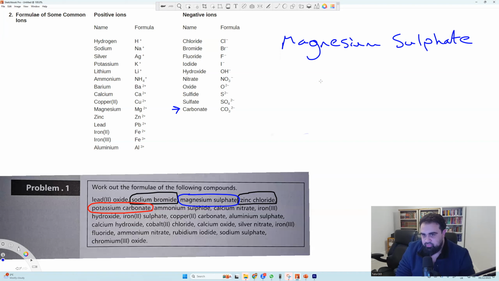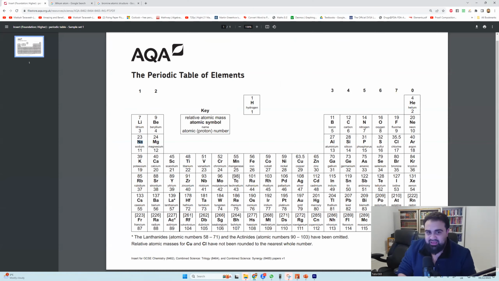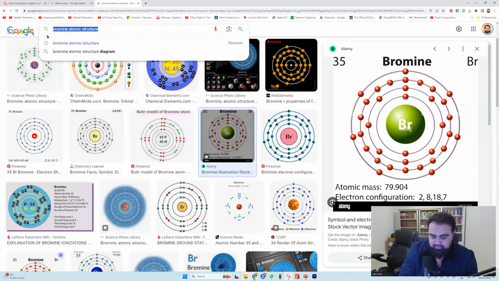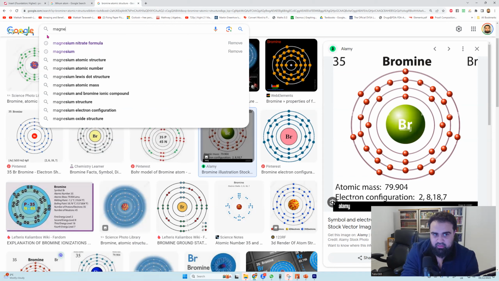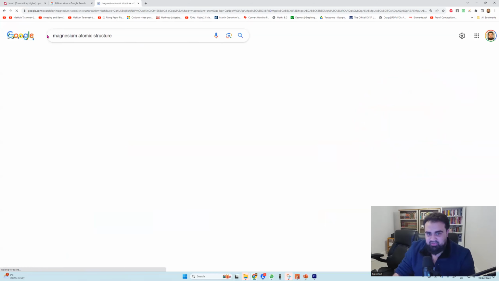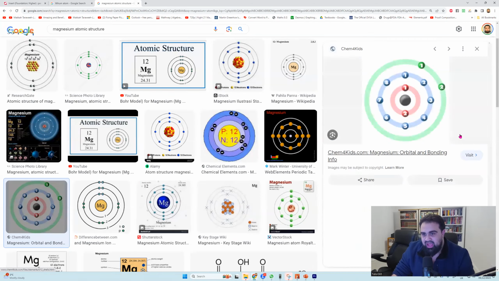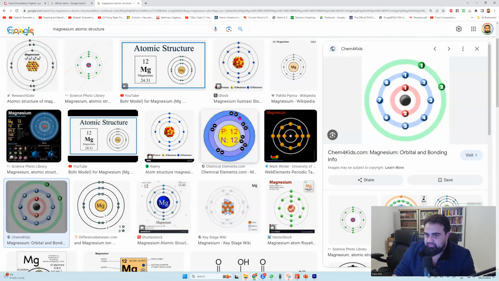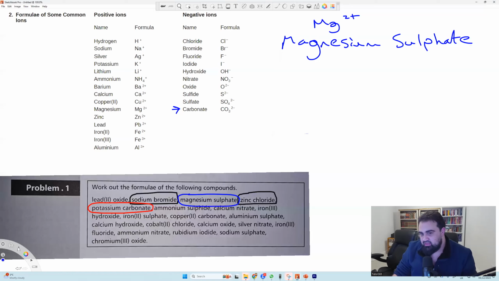Magnesium has a 2+ charge. And look, that makes sense as well. Why does that make sense? Because magnesium is in group 2. If we look at an atom of magnesium, look how it's drawn. How many electrons does it have in its outermost shell? 2. So it's going to give those 2 away. And because it's lost 2 negatives, because each electron is a -1 charge, it's going to get a 2+ charge. Do you understand?